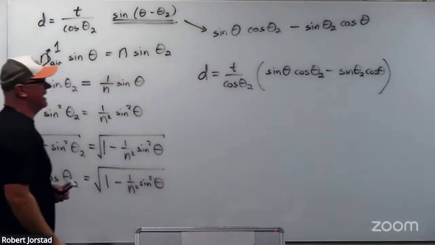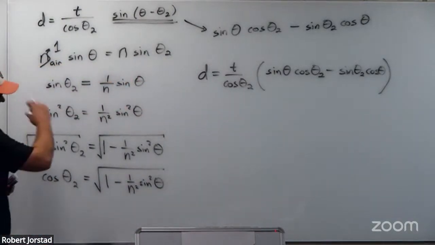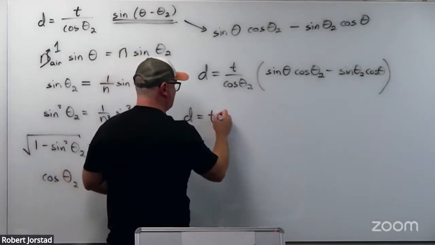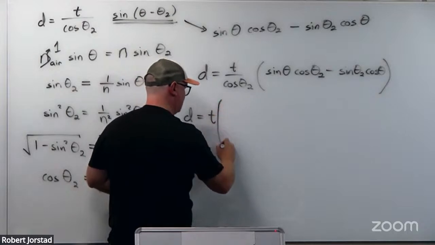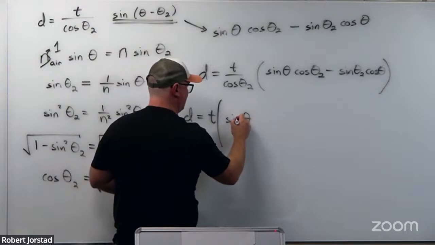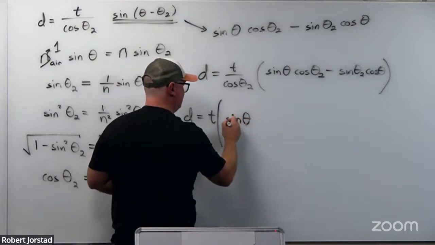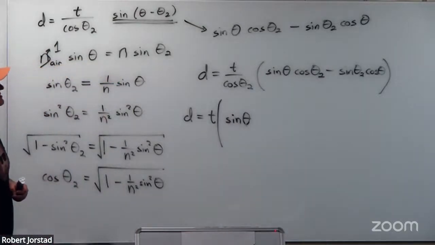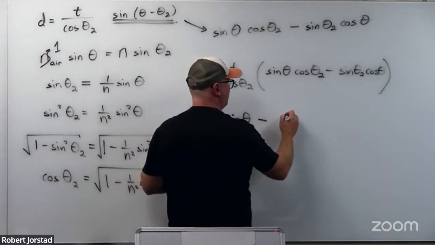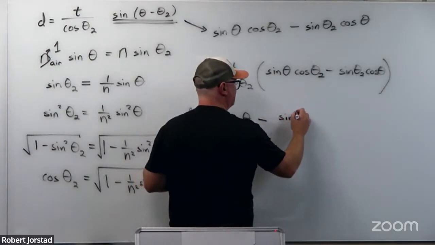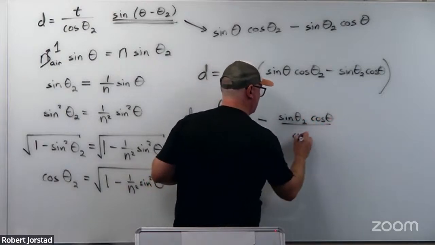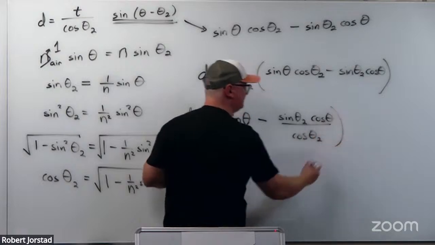Right? And now what we could do is shift some stuff around here. D is equal to, I'm just going to keep T, this is the term with the right units, and then I'll have sine theta. So that term actually ends up being kind of nice. That's pretty simple. T sine theta. And then we're going to have minus sine theta 2 cosine theta all over cosine theta 2.